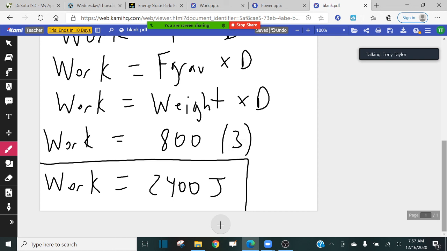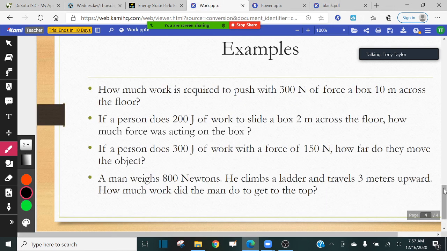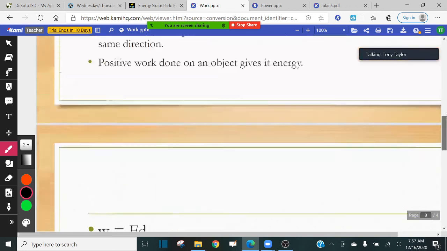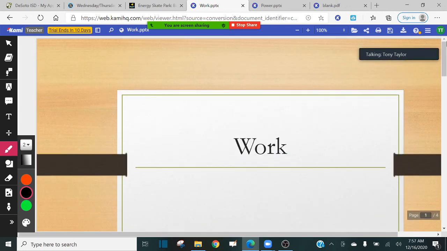Any questions on work before I close today talking about power? Any questions on work? And guys, this PowerPoint is uploaded into Schoology in case you want to go back and look over it.